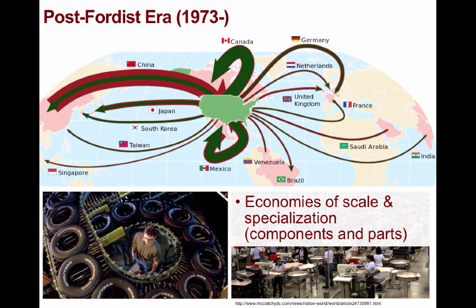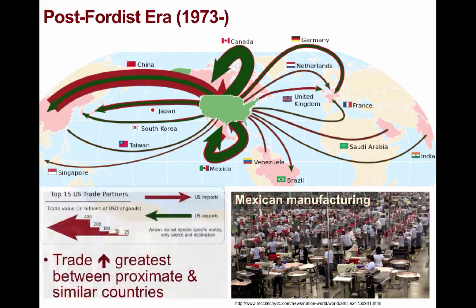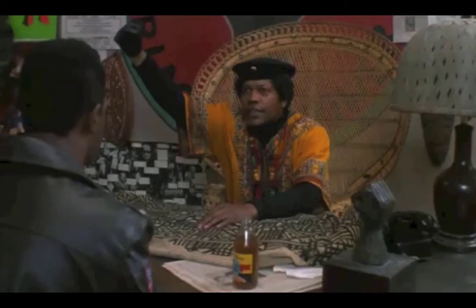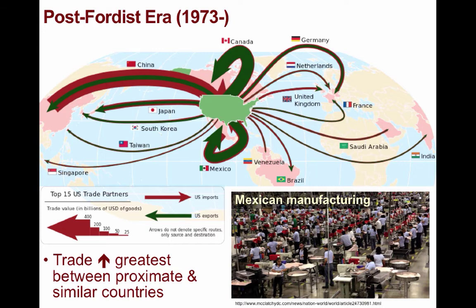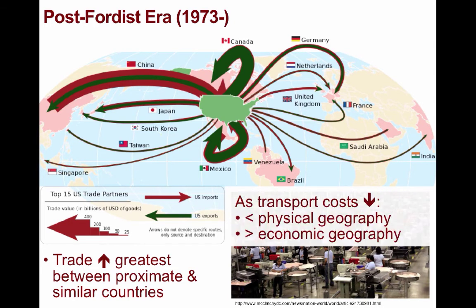What is actually quite fascinating and counterintuitive is that the new international division of labor has increased trade among countries that are closer to each other at a much greater rate than those that are further away. And this can best be explained through, not geography. Yes, well! To be more precise, as transport costs fall, physical geography matters less, but with economies of scale in production, economic geography matters more.